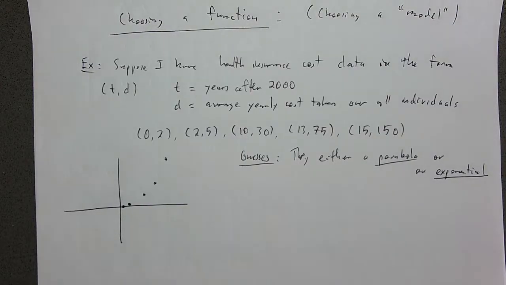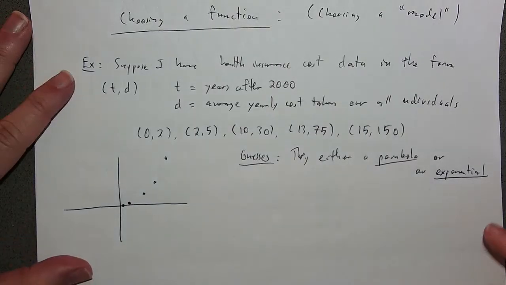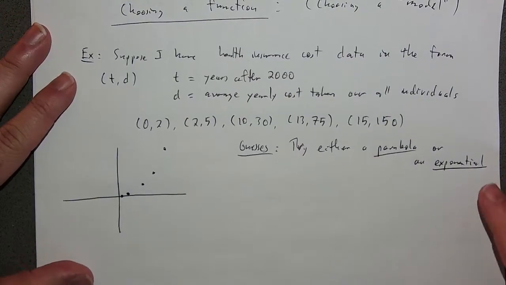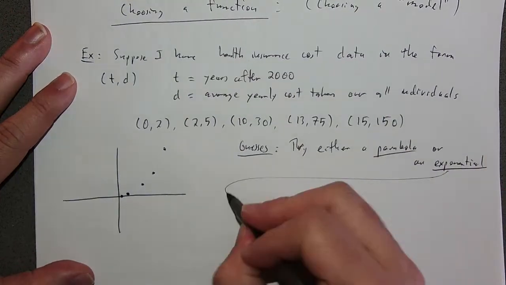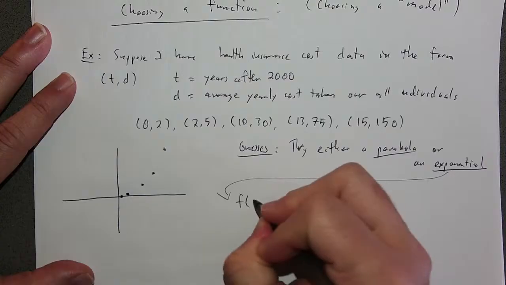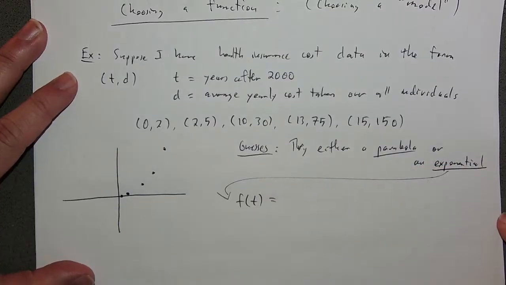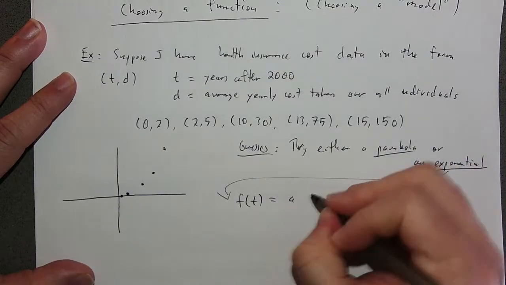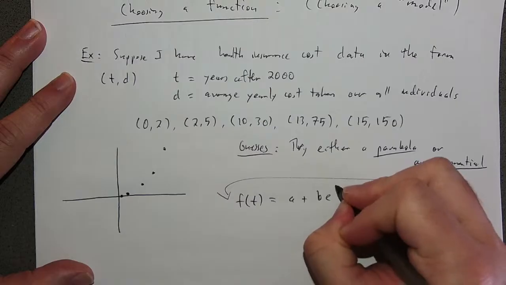So let's do the exponential first, just because we've already done the parabola. So let's do something a little bit different first. So what is our guess? Our guess for the exponential thing, we guess that our function of t looks like this. It's like a plus b e to the t here.